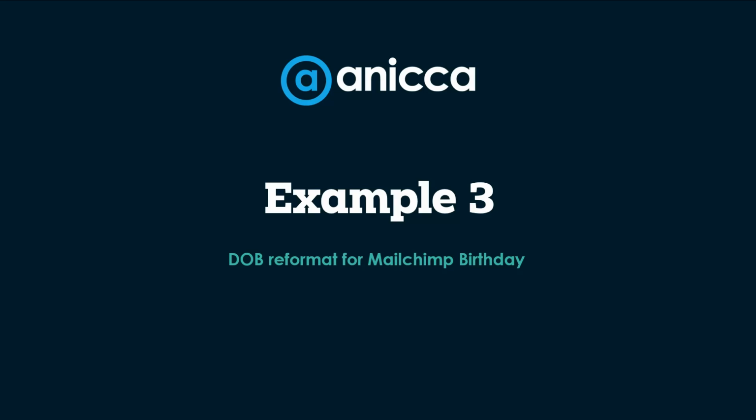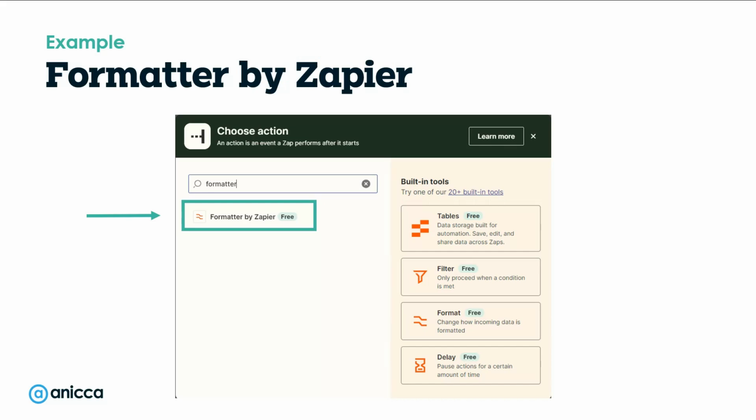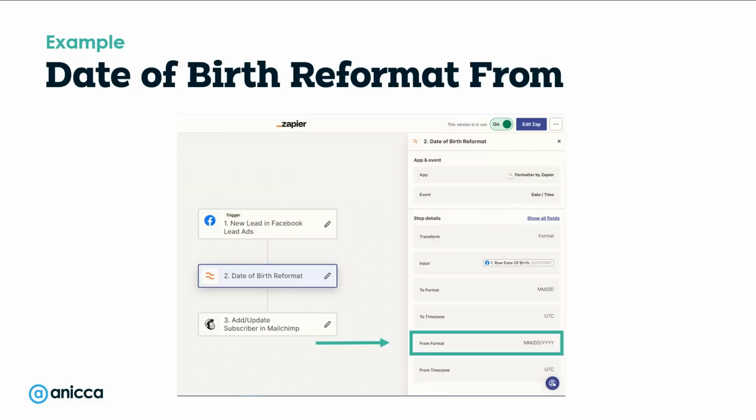The next example, so them two have been mainly to do with sending stuff to people. The next example is to do with MailChimp and data formatting. So what we're going to do here is, we're skipping some of the steps, but we're going to search for Formatter by Zapier. I've renamed Formatter by Zapier here to date of birth reformat, just so it doesn't confuse you. But effectively here, we've done similar steps. So we've set up a trigger, and we've set up the action, which is to add or update subscriber to MailChimp. But in the middle, we're going to add this date of birth reformatting.